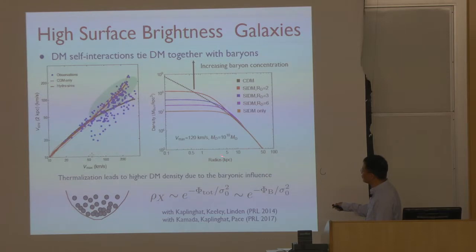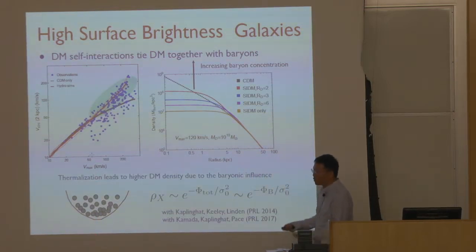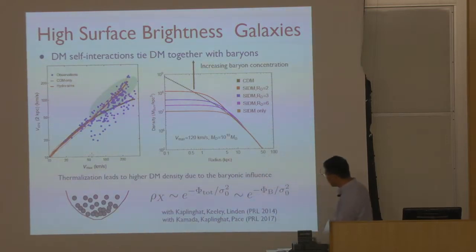This is the density as a function of radius. This is SIDM, only without baryons. If you add a baryon potential, you fix its mass. But if you change its concentration, the central density increases if the concentration increases. Because the potential is deep, it will attract more SIDM particles to build up the density. That's simple. So we did this when we tried to figure out this analytical model.